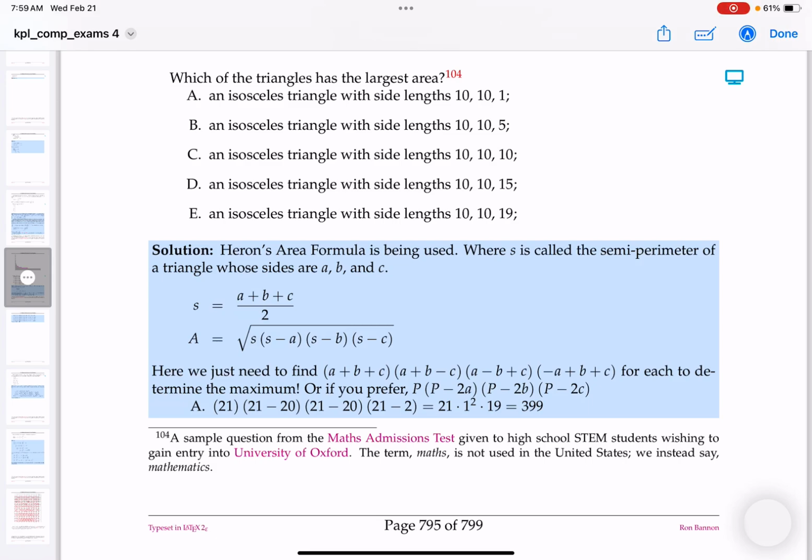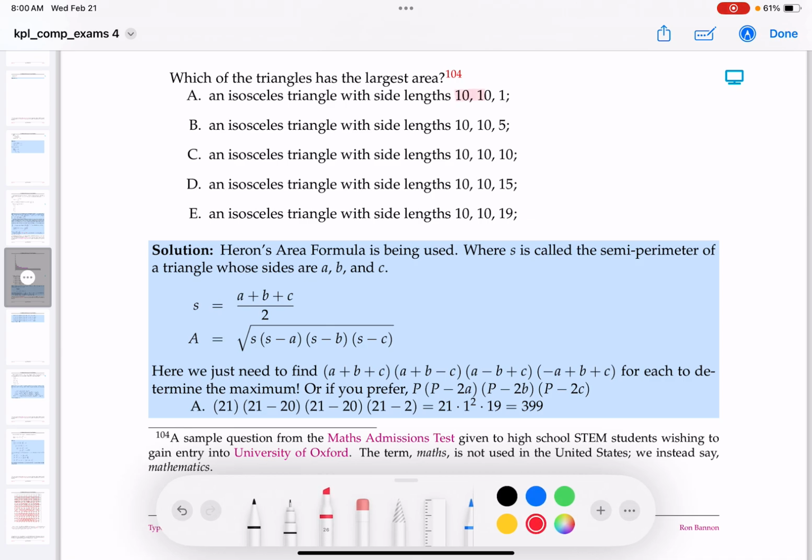Okay, this is a problem. It says which of the triangles has the largest area, and they're isosceles, by the way. And it appears just looking at it that they have two sides of equal length. All right, let me just get my pen out again.